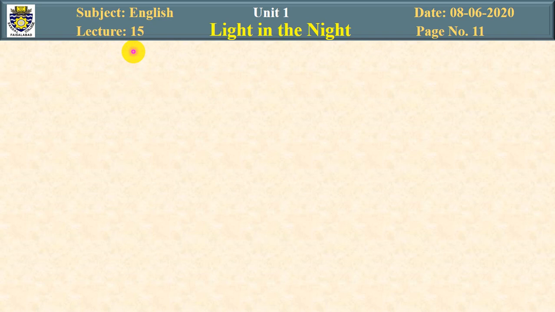Today is lecture number 15, Unit 1, Light in the Night. Today's lecture is all bookwork. You are advised to open your books at page 11 so that you may be able to solve all the questions with me right now. We'll start with part B.